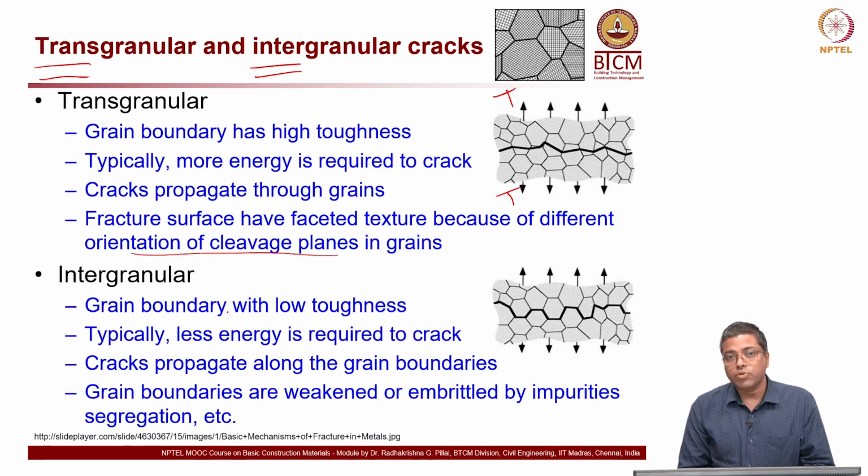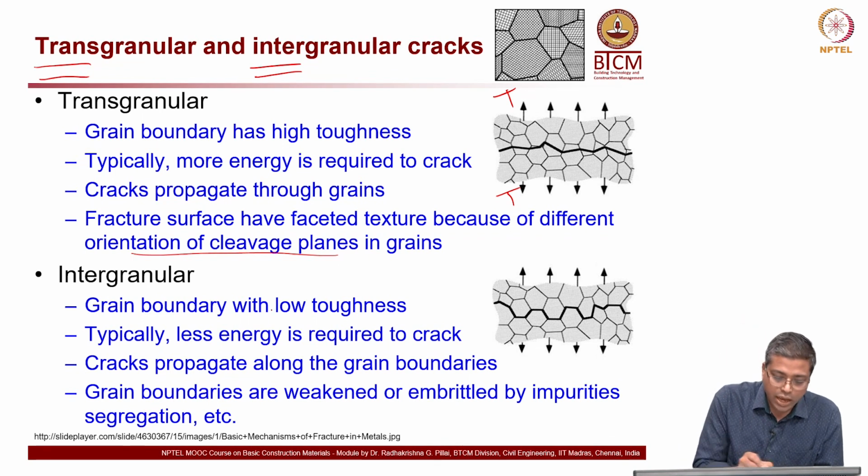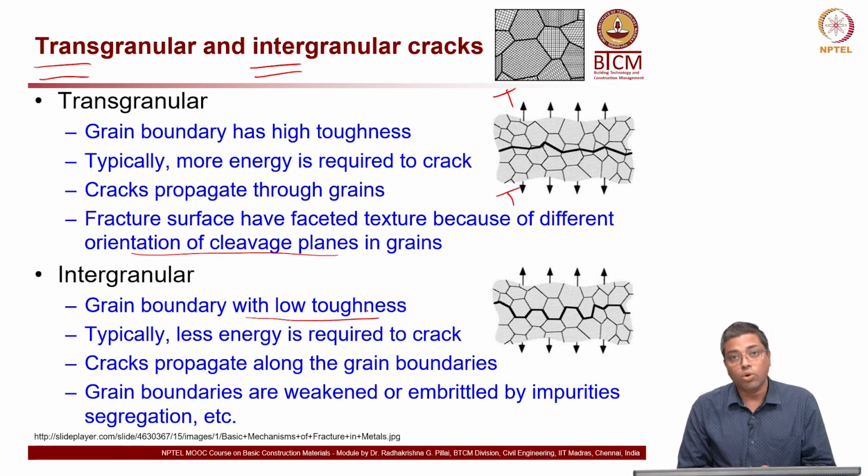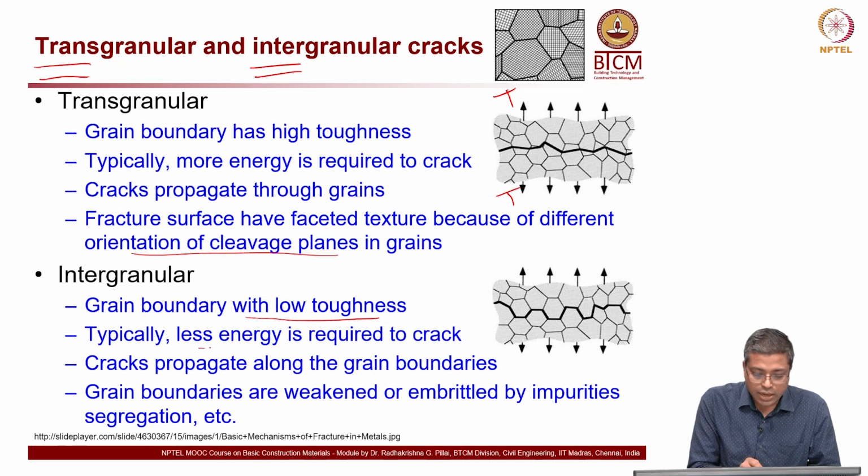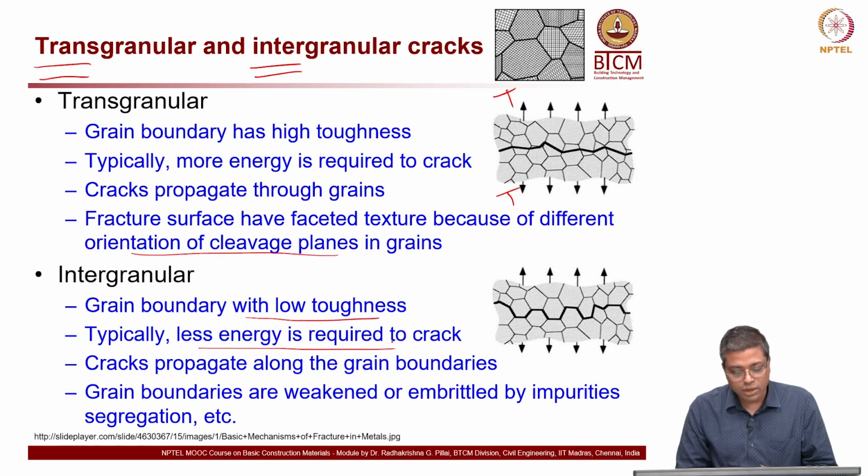Now, the second type of crack is the intergranular crack, where the grain boundary has in general low toughness. In the first case, the grain boundary had high toughness and the grains were actually weaker. In the intergranular case, the grain boundary has low toughness, or fails or fractures earlier. Typically less energy is required to crack in this case, but again I am making a general statement. Specific to material, these less and more will keep changing. But in general, this is the scenario.